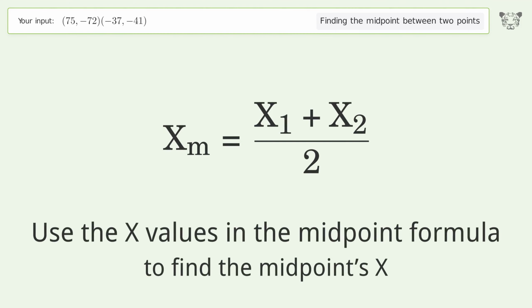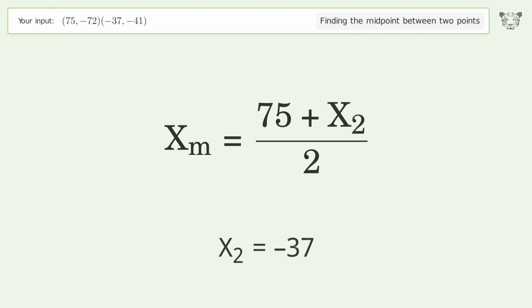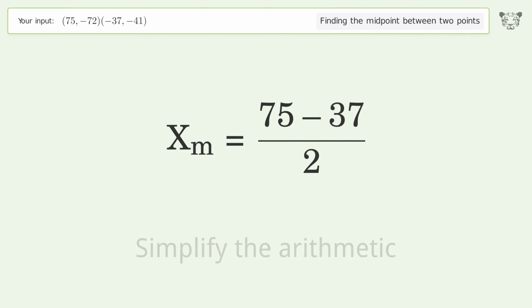Use the x values in the midpoint formula to find the midpoint's x. x1 equals 75. x2 equals negative 37. Simplify the arithmetic.